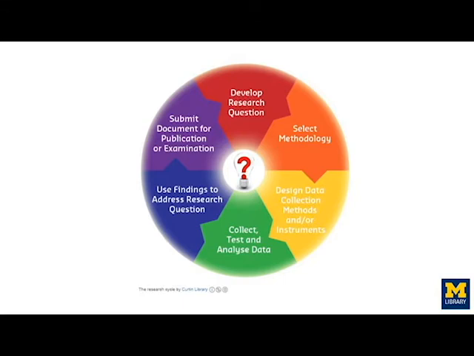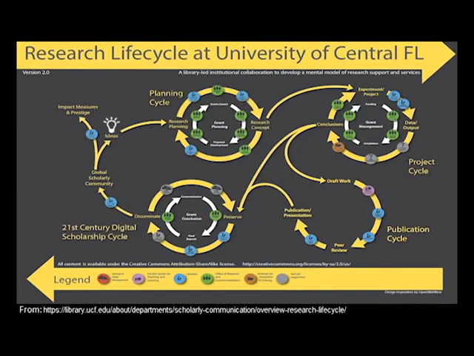Another way of presenting the research life cycle is that the research cycle is a little more messy. It's not a circle, it's many circles. This is one that was developed in the library at the University of Central Florida. It's a much warmer climate than here, so maybe that's why they think better and they develop this.